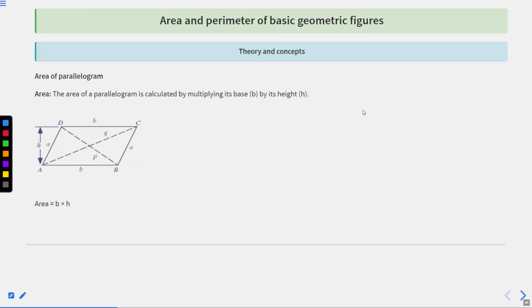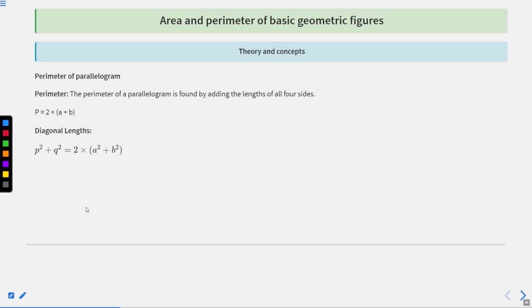So let us now talk about the area of parallelogram. So suppose the base is known to you, the height is known to you, then you can find the area of parallelogram just by multiplying base and height, and it will be area for you.